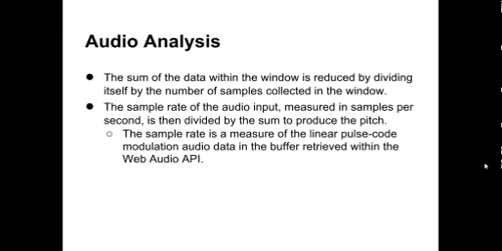So in computing the pitch, the sum of the data between the two zero crossing points is divided by the number of samples within that area, and then the sample rate of the audio input is divided by the sum to produce the pitch. And this sample rate from the Web Audio API is a measure of the linear pulse code modulation within the audio buffer.